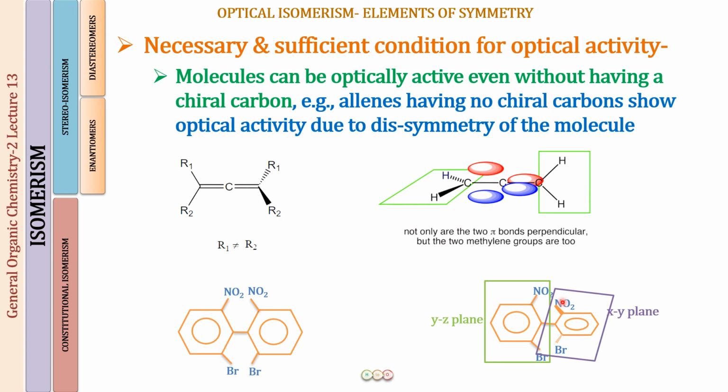So I hope now you understand that the necessary and sufficient condition for optical activity is going to be dissymmetry rather than the presence of a chirality center. A molecule may not have a chirality center, but if the molecule is dissymmetrical, well, it is going to show optical activity. It will have a mirror image compound which is not going to be superimposable on it. Okay, so I hope now the whole concept is clear to you.